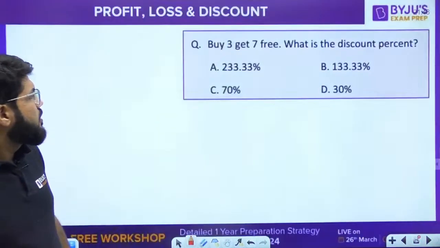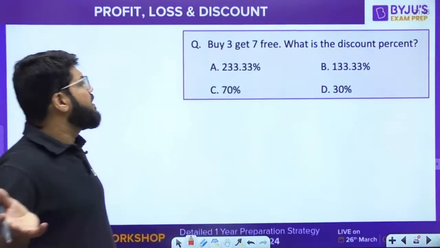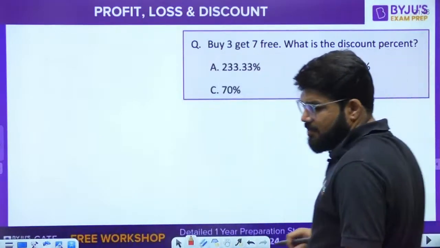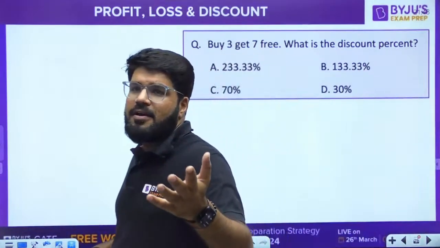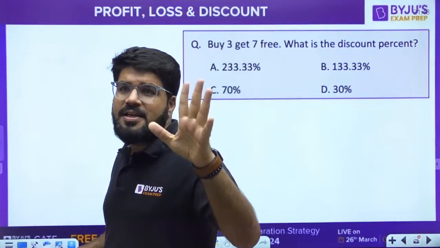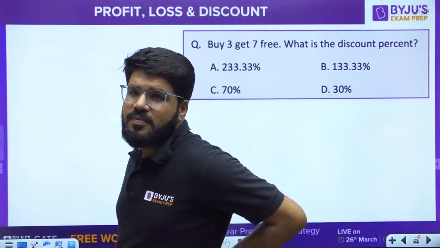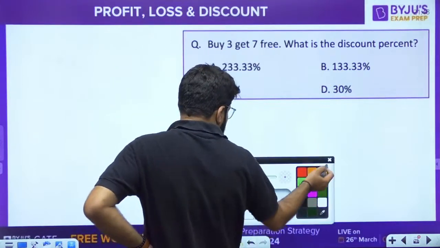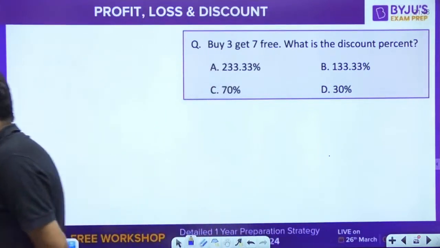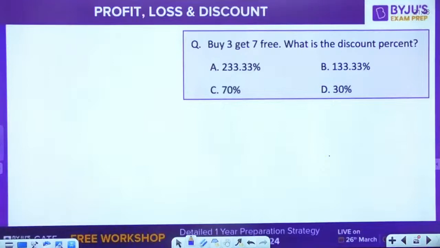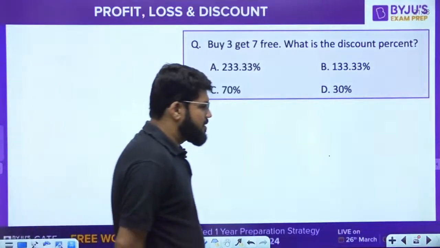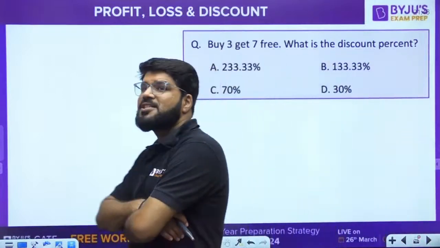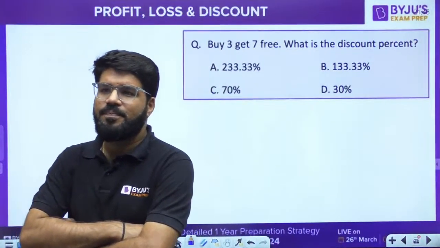Next one. Oh, sorry. Buy 3, get 7 free. What is the discount percent? Just buy 3, get 7 free. What is the discount percentage? You just buy 3.